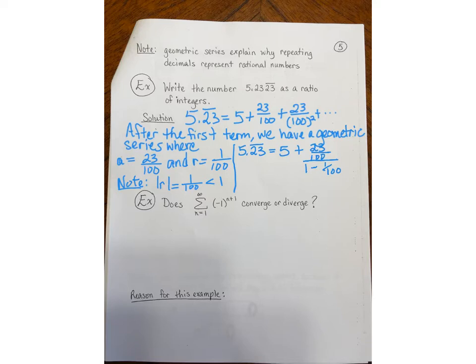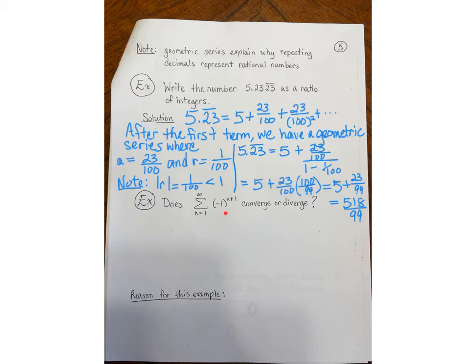So that's equal to 5 plus 23 over 100 times 100 over 99, because that's the reciprocal of the denominator. So that's equal to 5 plus 23 over 99, which you can find the common denominator, simplify, and you get 518 divided by 99. So we use what we just learned about geometric series to take this decimal and write it as a rational number.